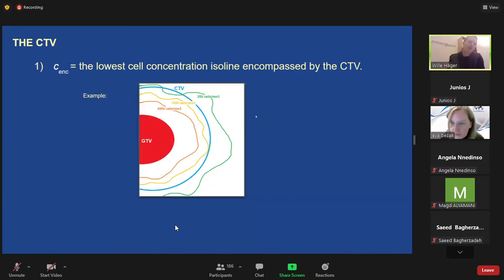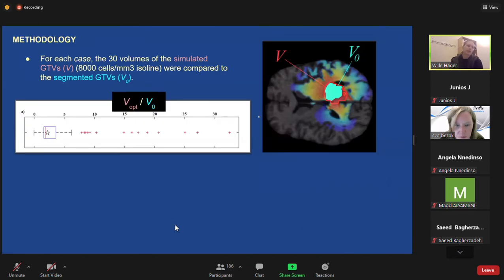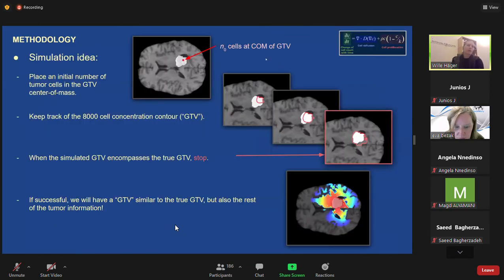Yes, that's an excellent question. That was something that we discussed a lot. What we do is we place it at the center of mass. So assuming this GTV is homogeneous in mass, we place it at the geometrical center. The reason is basically because we had no real alternatives to how to do it.